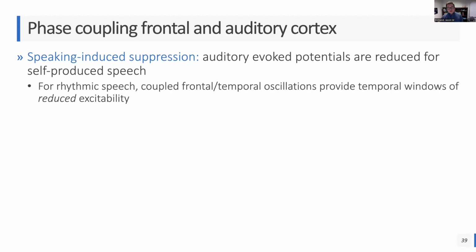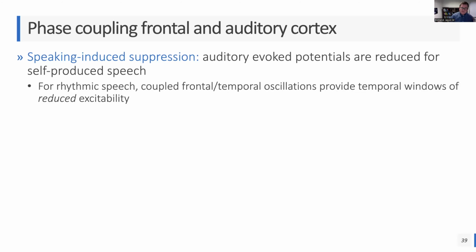But we think for rhythmic speech, we could couple frontal and temporal oscillatory activity to provide essentially temporal windows of reduced excitability. So, hey, you're going to get a syllable nucleus now, you're going to get another one now, you're going to get another one now. And we don't want our auditory cortex to respond too drastically to hearing our self-produced speech. So this can give us a mechanism for separating internally versus externally generated speech.